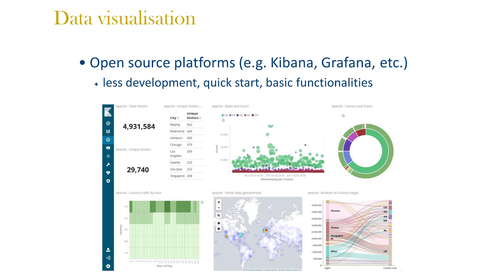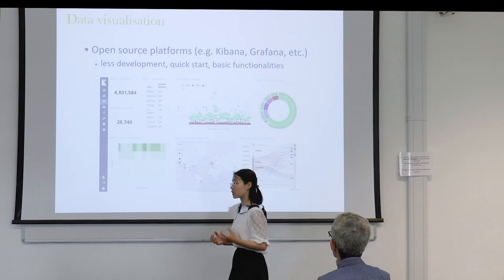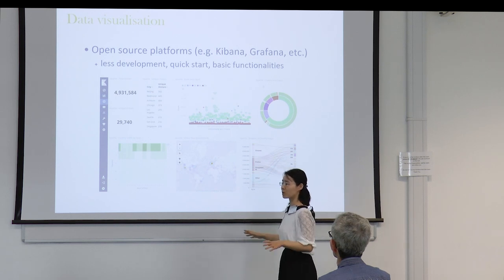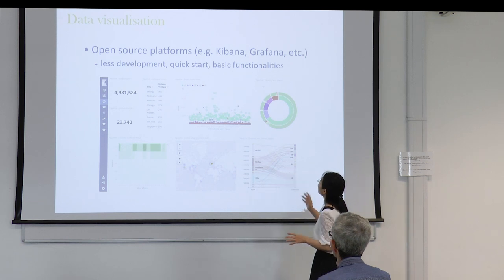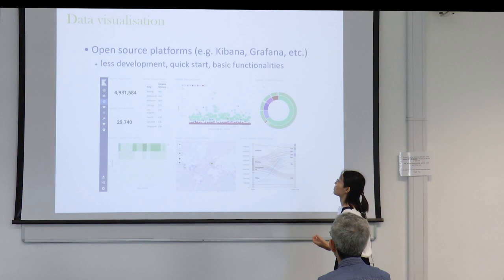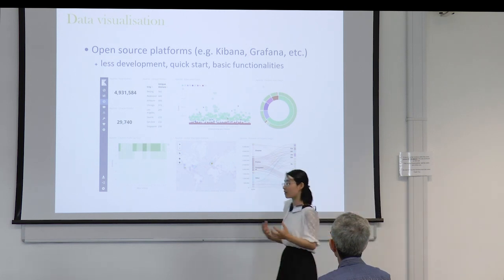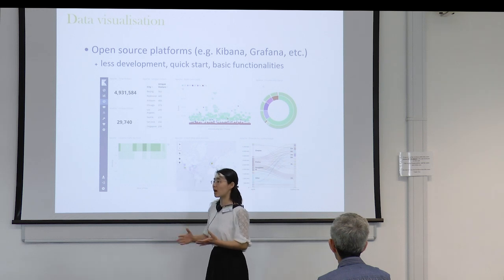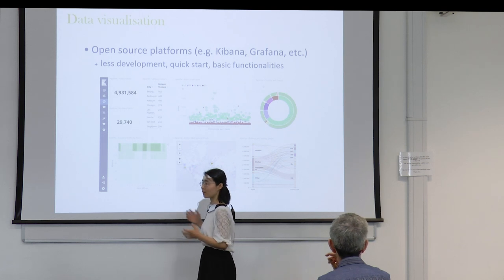We capture many different kinds of information. If we want to understand it in an easy way, how do we do it? We want to visualize it. The first option is an open source platform, to not only visualize but also monitor data collection. There are so many open source platforms you can choose from, for example Kibana, Grafana, etc. We are using Kibana. With this kind of choice, there is less development and a quick start, but it has basic functionalities. What I mean is that if you want to do further analysis and visualize the data in a more meaningful way, you might find it very limited.